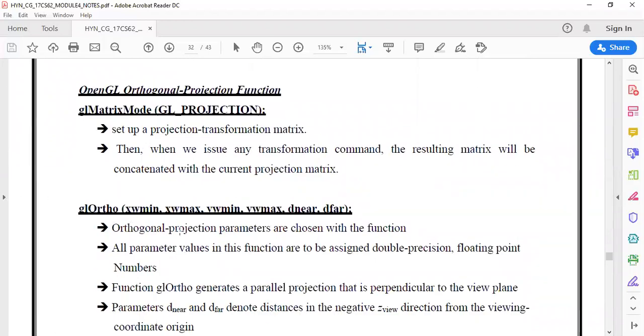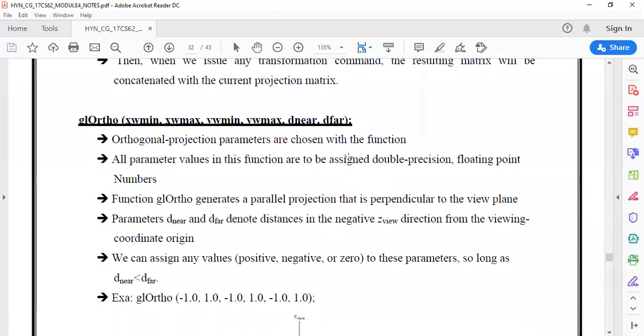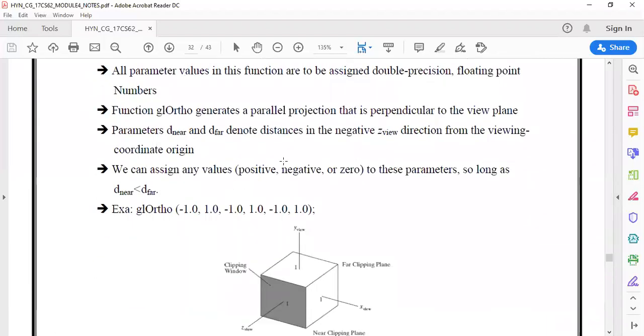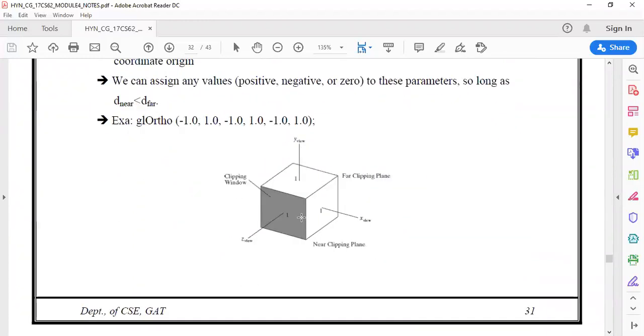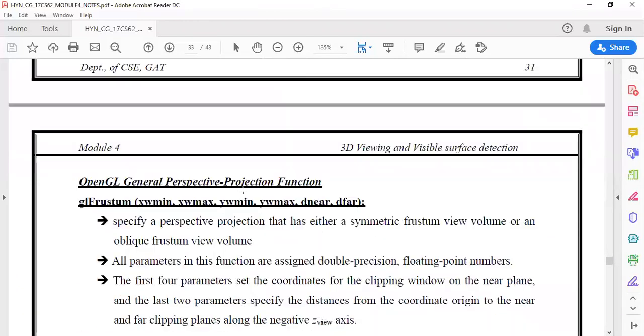It has 6 parameters: xw min, xw max, yw min, yw max, and d near and d far. That is, d near and d far denote the distances in the negative z view direction. That means the near and far view, that is the z axis. So we can assign the values like this: -1, 1, -1, 1, -1, 1. Any values you can assign for glOrtho.